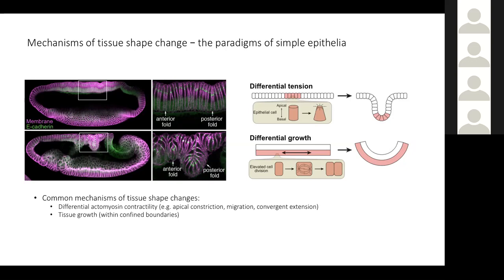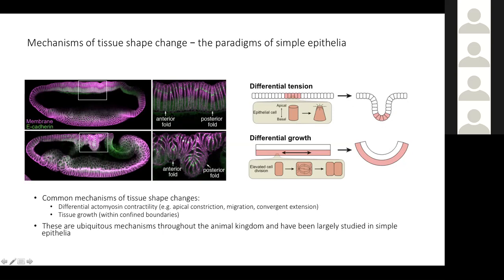The other is differential tension. This has been widely described in the context of actomyosin contractility, where, if we're looking at a monolayer, the apical side of a cell might contract and change its shape preferentially to the basal side, and this can give rise to shape changes like these dorsal folds seen here. So these are ubiquitous mechanisms throughout the animal kingdom, and they've largely been studied in simple epithelia.